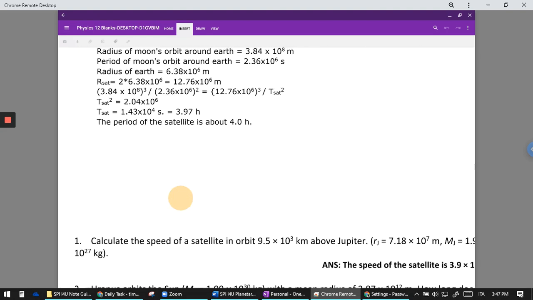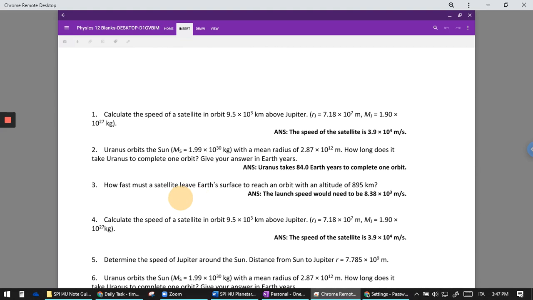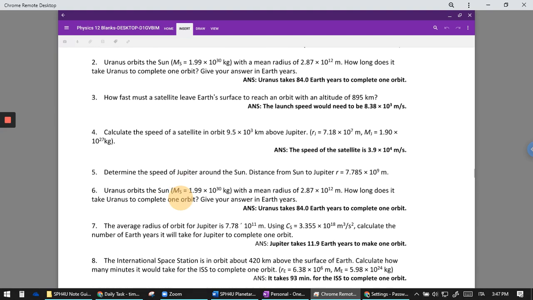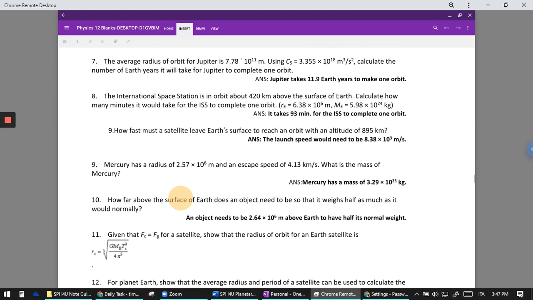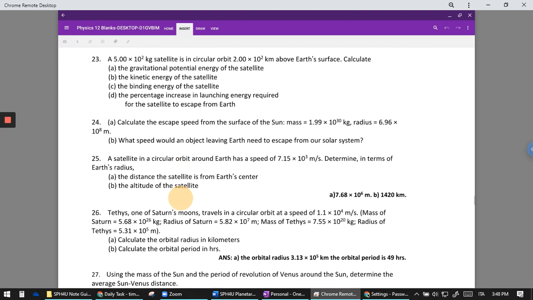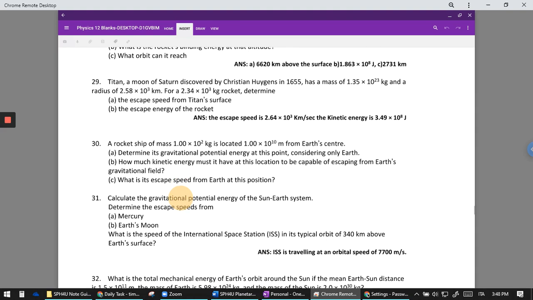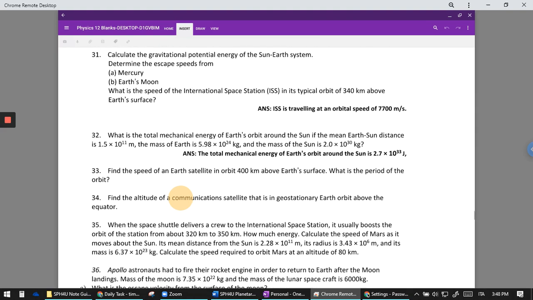Okay. And then we have just a wide range of questions that are mixed. It's not specifically broken into Kepler's laws or gravitational potential energy or gravitational fields per se. It's just a random mix of questions, and I think a lot of them have solutions. Some of them don't. I believe many of them do. There's a few that don't. So basically, yeah, kind of go through these.